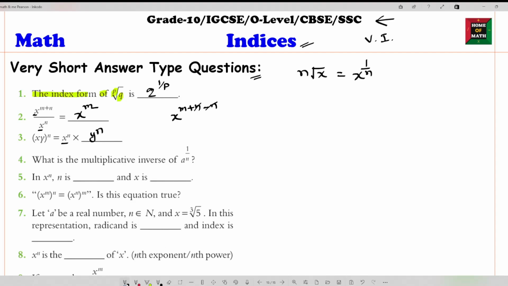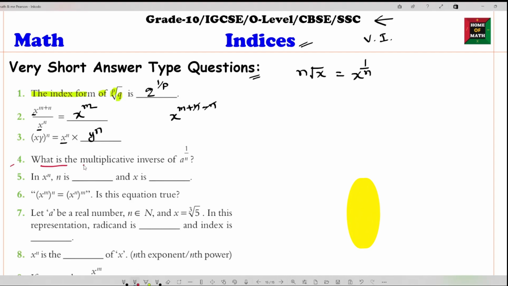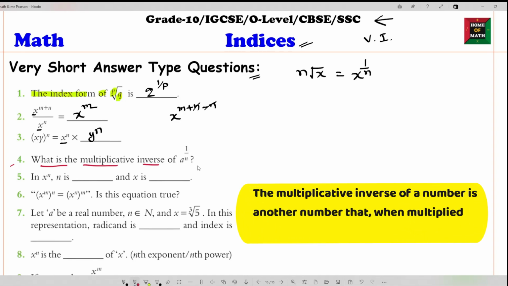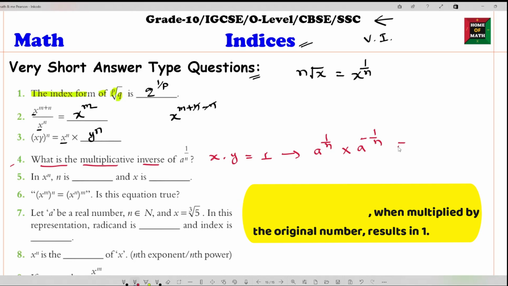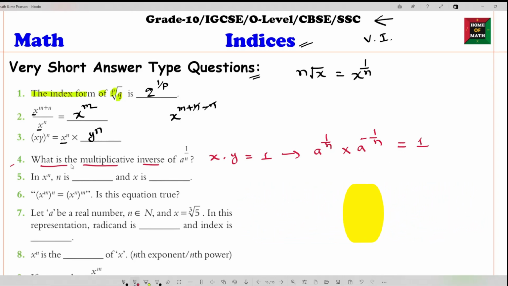to the power n, right? Number 4: what is the multiplicative inverse of a to the power 1 by n? First we have to know what multiplicative inverse means. For a number, once we multiply, the result should be 1. So when we multiply a to the power 1 by n times a to the power minus 1 by n, the result is 1. So the multiplicative inverse of a to the power 1 by n is a to the power minus 1 by n.